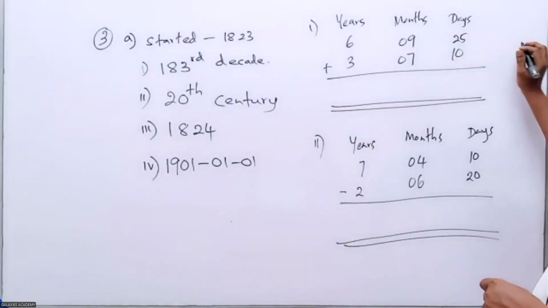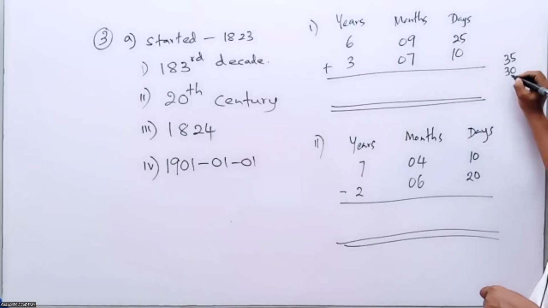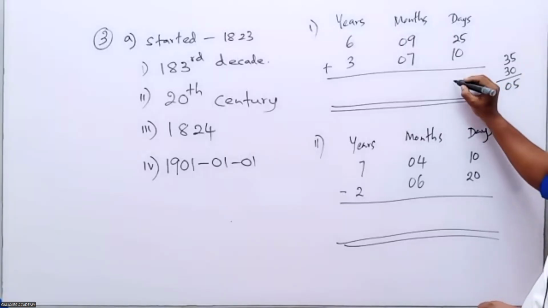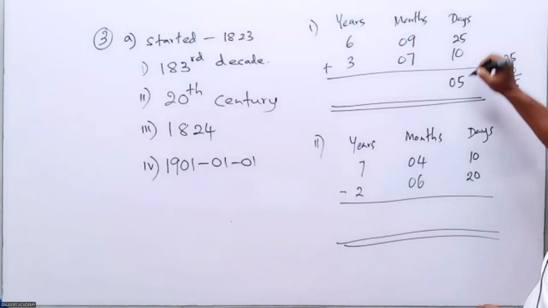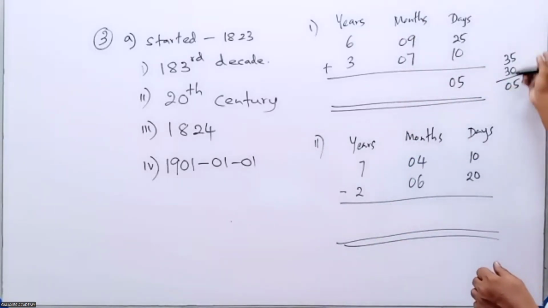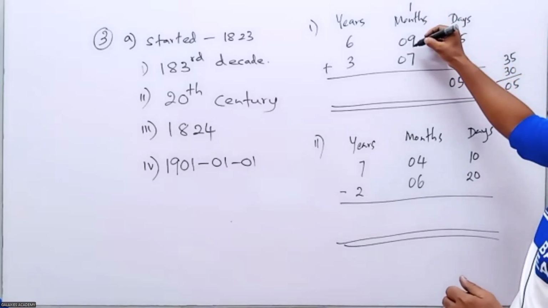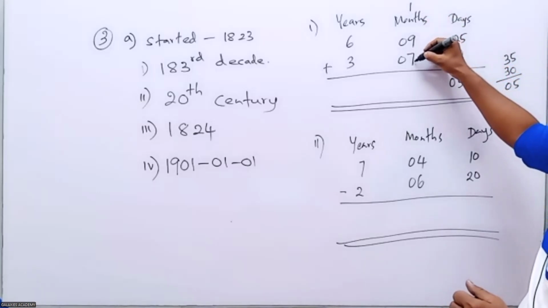25 plus 10, 35. 35 we can't write here, no? So you have to subtract 30. So the remaining value is 5. So the days column value is 5. This 30 you have to convert into a month. 30 days means 1 month. 1 plus 9, 10. 10 plus 7, 17.